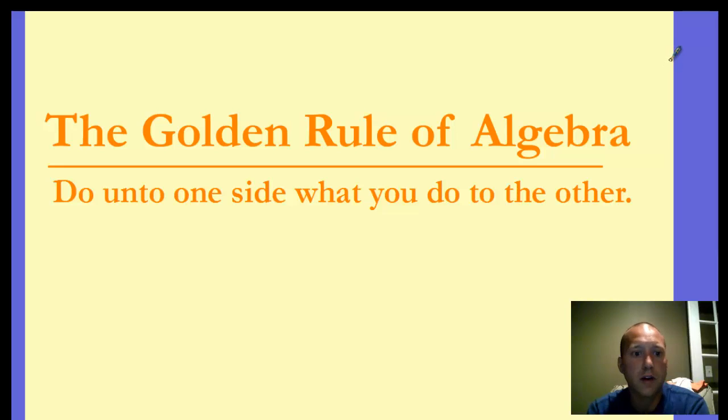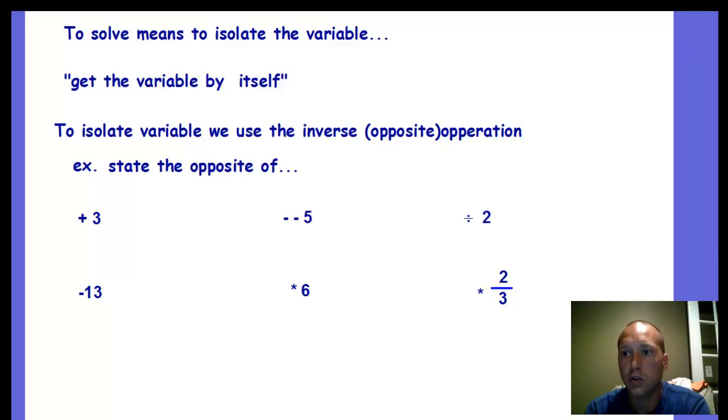The golden rule of algebra: do unto one side what you do to the other. It's the equality. Whatever you do to one side, do to the other. So to solve means to isolate the variable, to get the variable by itself. To isolate it, we want to do the inverse or opposite operation. If you remember, the additive inverse was the opposite operation from yesterday. And so, state the opposite.